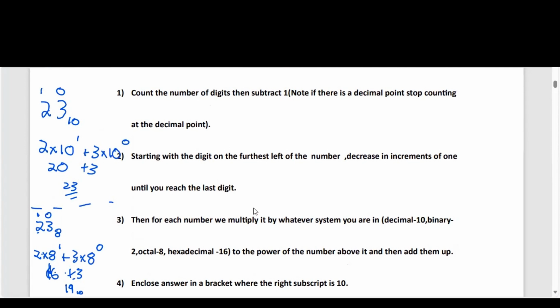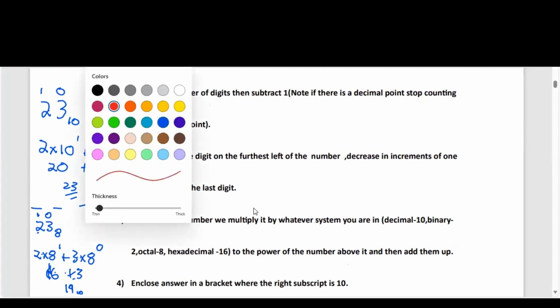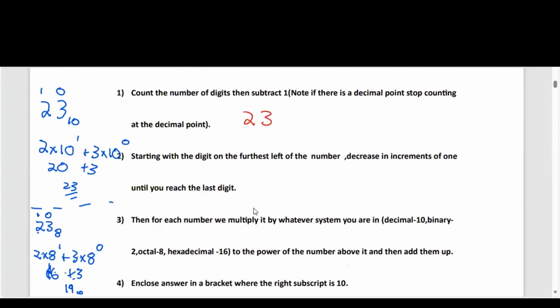So let's try another one. Something in hexadecimal: 2, 3, 4, let's say point 5. We get confused with the point. We know this is 2, 3, 4, so the positions are going to be 2, 1, 0. Don't get confused with this one: it just continues decreasing, so it'll be -1.